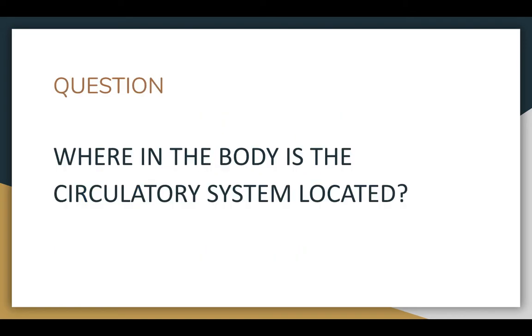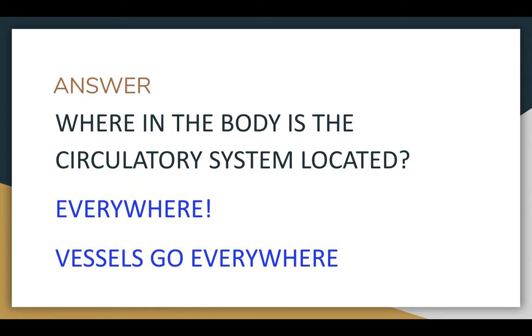Next question, where in the body is the circulatory system located? Go ahead and pause that, write down your answer, and then unpause. It's located everywhere, and the reason it's located everywhere is because the vessels go everywhere, all the way down to your toes, to your fingertips, in your head, everywhere.